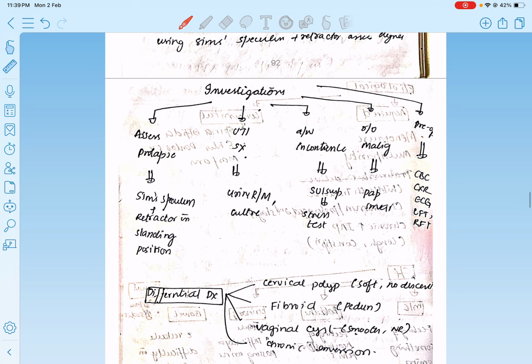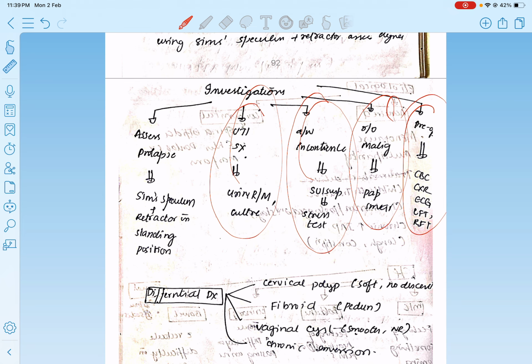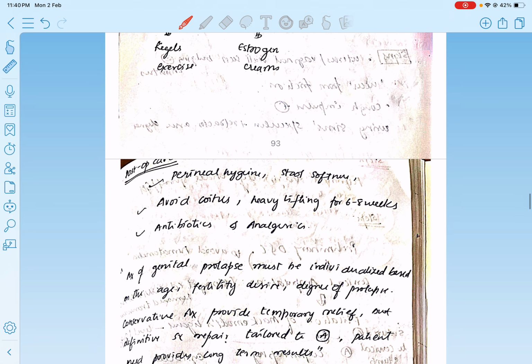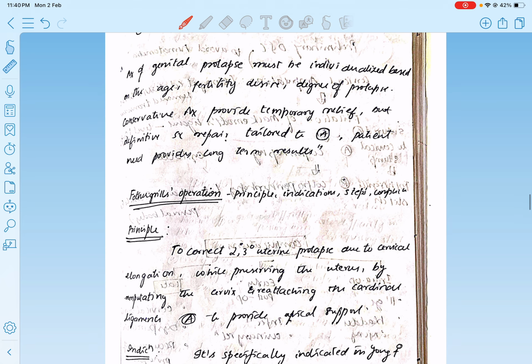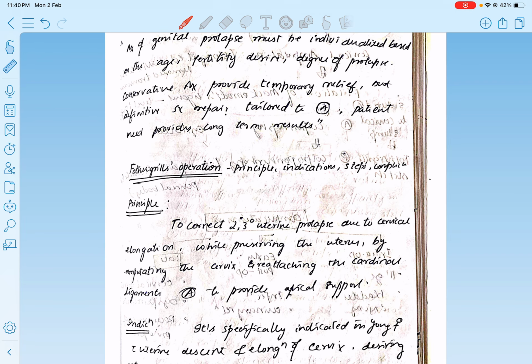These are the investigations, all things you need to read up on. Okay, make sure you present it. These are the differentials, and this is the management, and this is the post-operative care. Again, Fothergill's operation is something which is asked repeatedly as a 5 marker, so I have mentioned it.